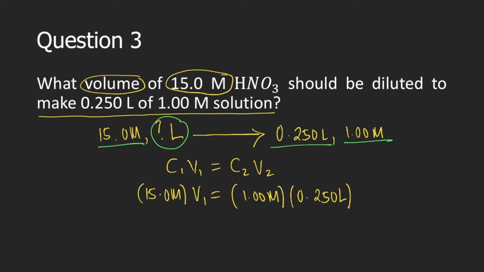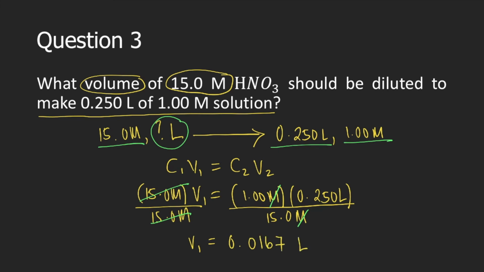So to solve for V1, divide both sides by 15 molar. So 15 molar cancels on the left side, and what remains on the left side is V1. And on the right side, molar will cancel. So you have 1 times 0.250 liters divided by 15, and that is equal to 0.0167 liters. So this is your V1.